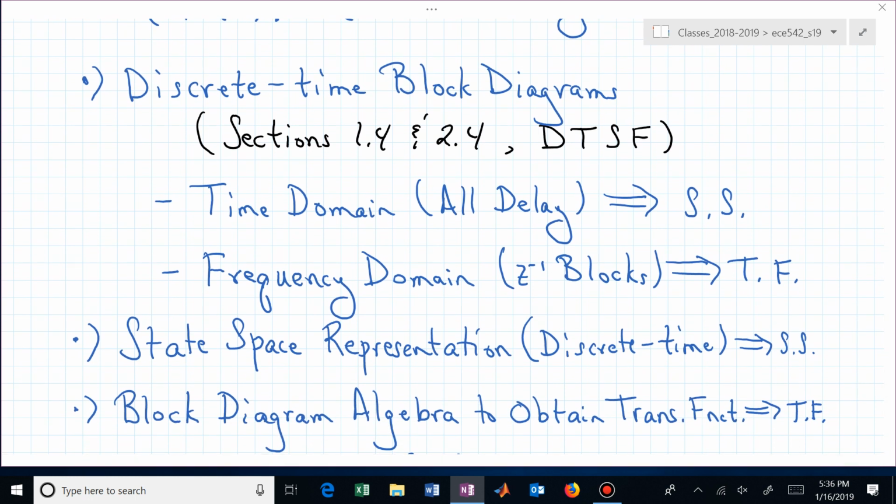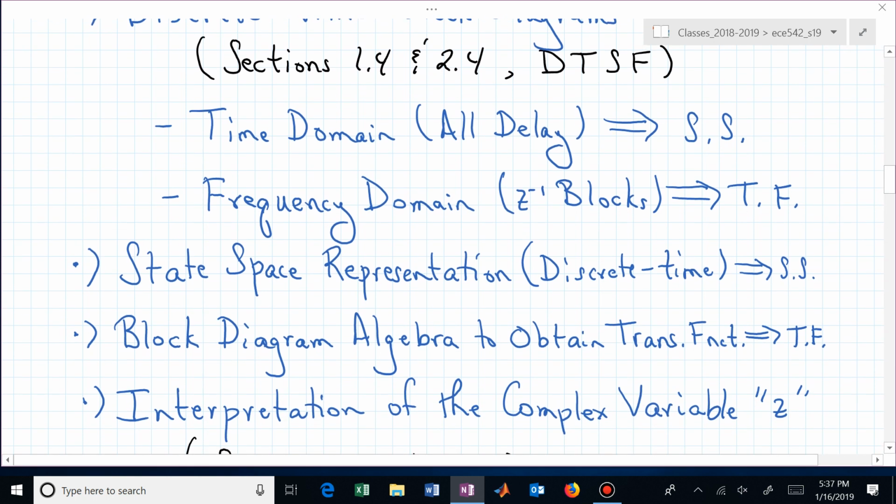Here's where we're going. Maybe we won't get through all of this today, but this is where we will get to. We want to talk about discrete time block diagrams. There's material in DTSF dealing with block diagrams, section 4 of chapters 1 and 2. We'll look at time domain block diagrams. We'll call those all delay block diagrams. And those will lead to a state space representation.